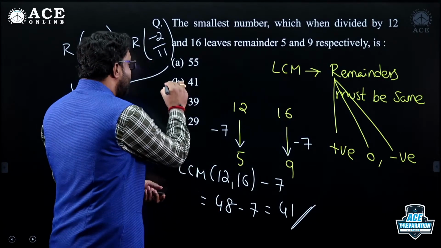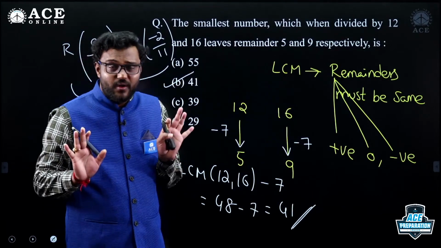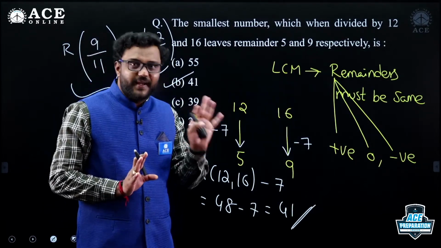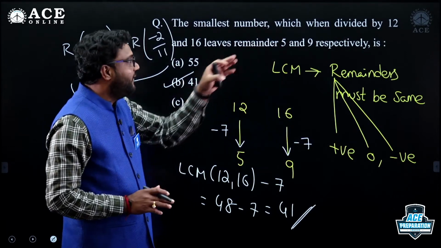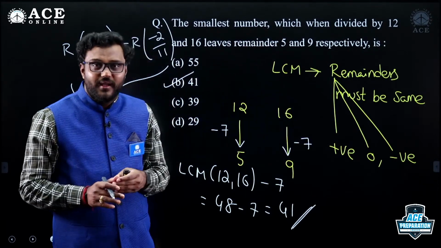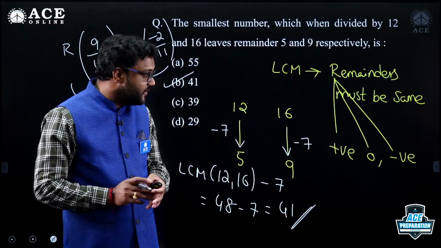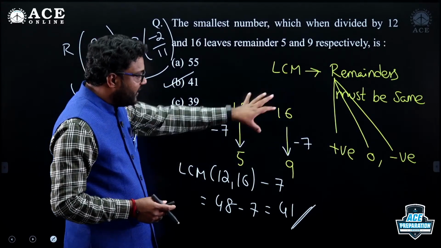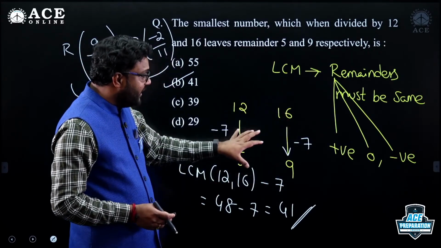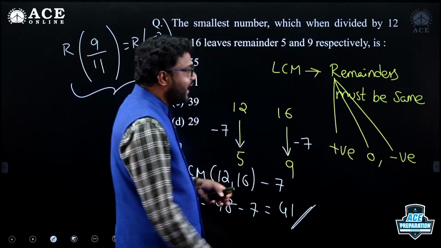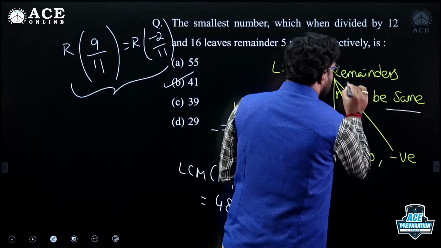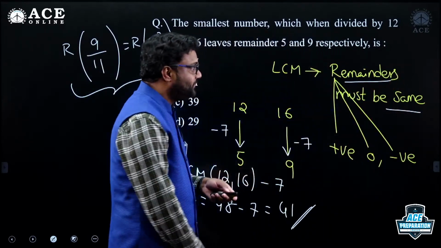Sir, you can use option verification. Yes, I agree, we can also use option verification, checking which number divided by 12 gives remainder 5 or not, and dividing by 16 gives remainder 9 or not. Agreed, my dear friends. But the better one, the original methodology, is using negative remainders. A common remainder is required. Remainders must be the same.